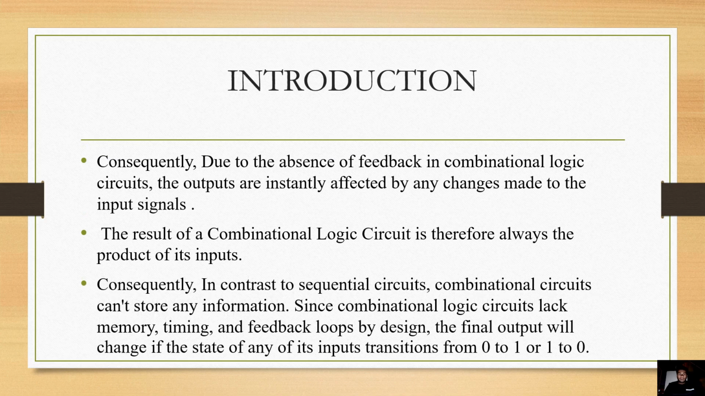Consequently, due to the absence of feedback in combinational logic circuits, the outputs are instantly affected by any changes made to the input signals. The result of a combinational logic circuit is therefore always the product of its inputs. Consequently, in contrast to sequential circuits, combinational circuits can't store any information. Since combinational logic circuits lack memory, timing, and feedback loops by design, the final output will change if the state of any of its inputs transitions from 0 to 1 or 1 to 0.